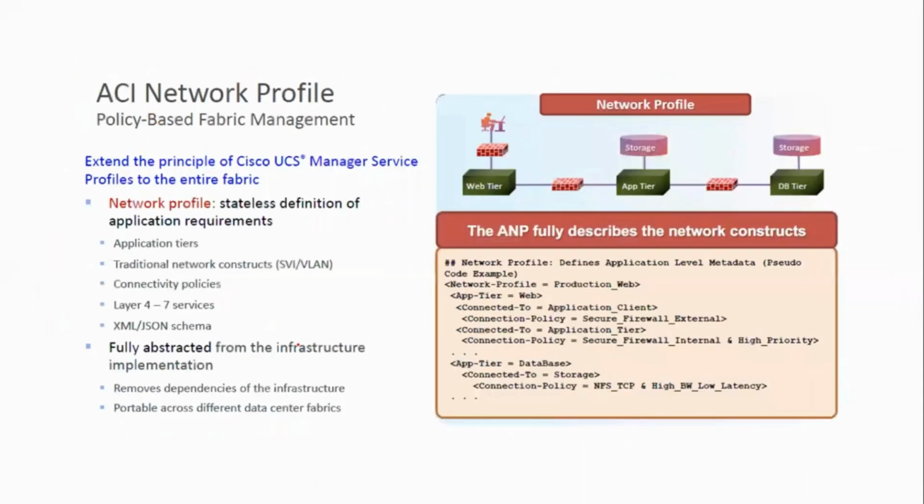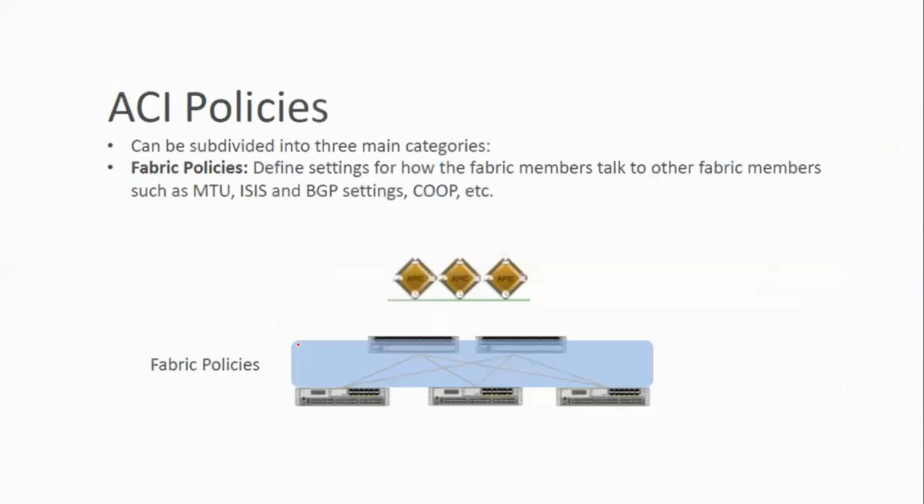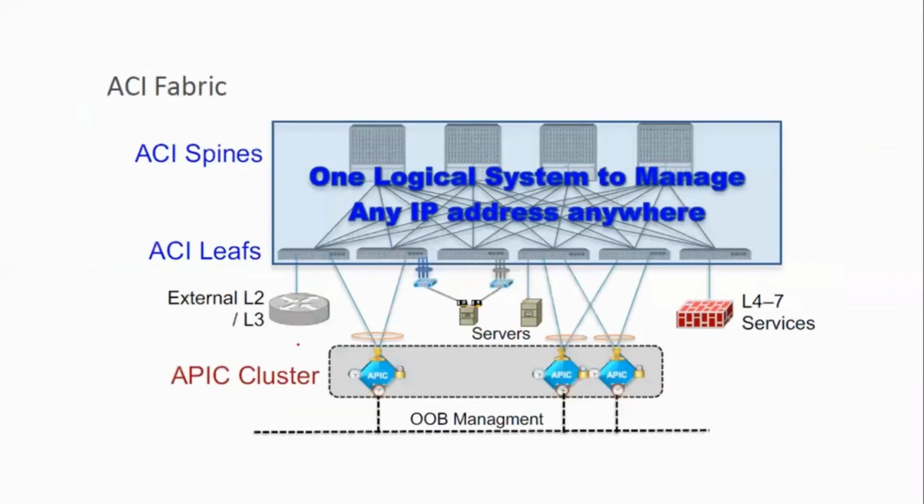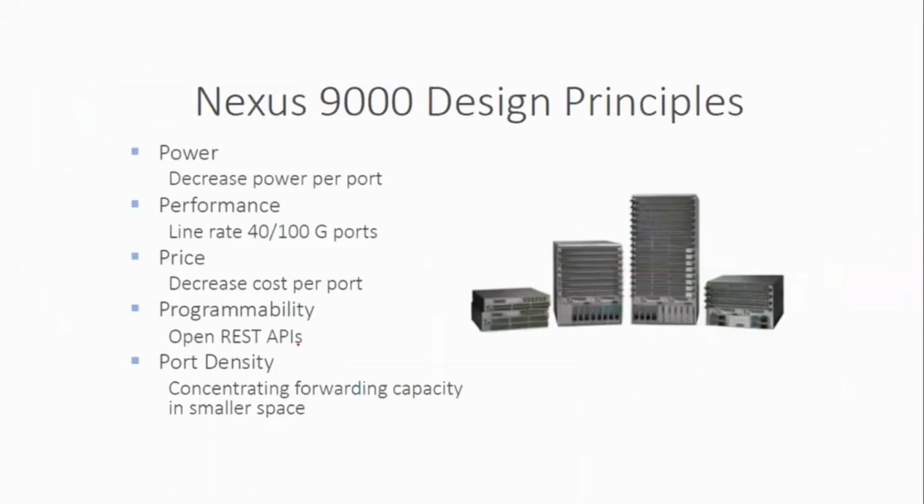Okay, so I am leaving this. Let's talk first about the hardware and other stuff. Then I will come back and start with ACI, the network profile and all other stuff. So let's talk first about Nexus 9K at a glance, just a high level overview.